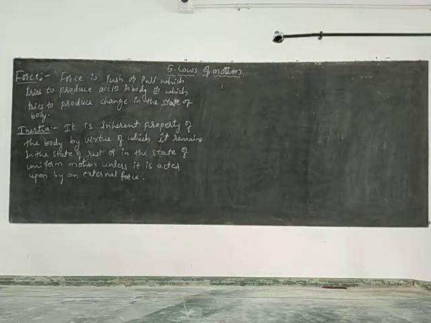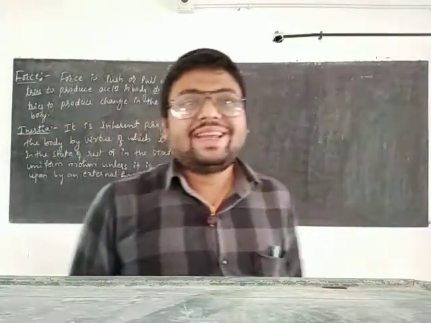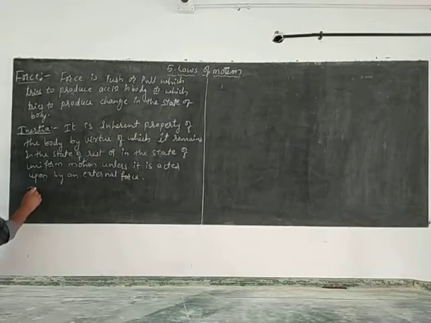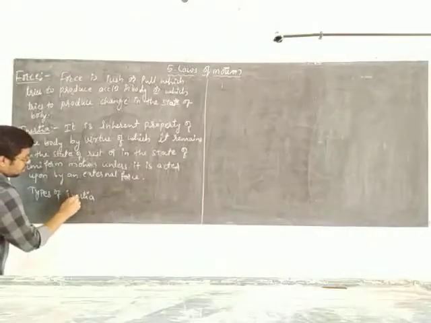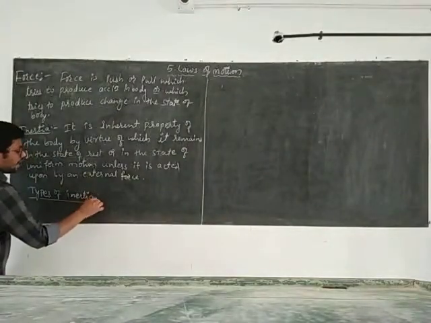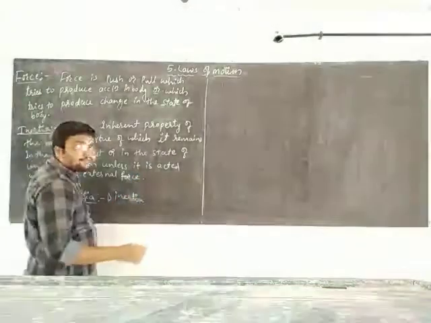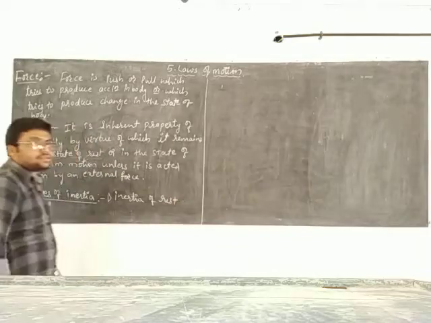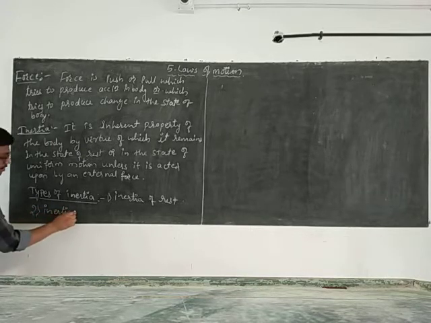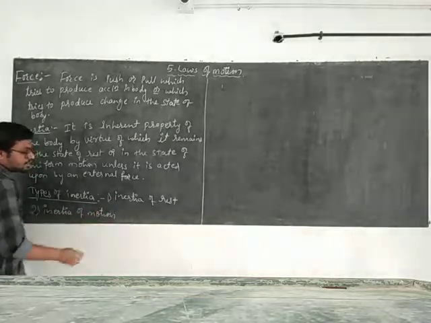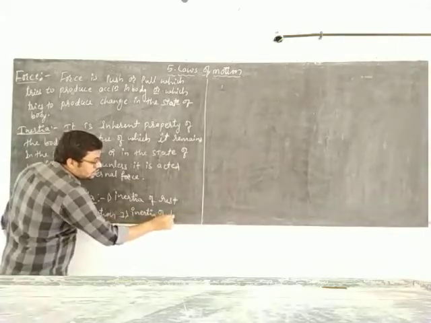Then we have the types of inertia. We are having 3 types of inertia. The first one, inertia of rest. Okay, and the second one, inertia of motion, and the third one, inertia of direction.